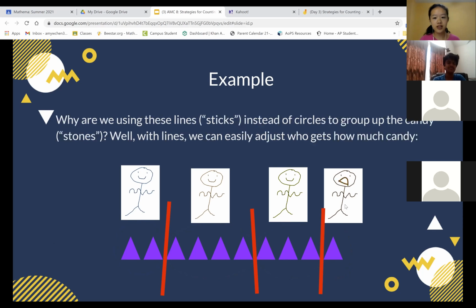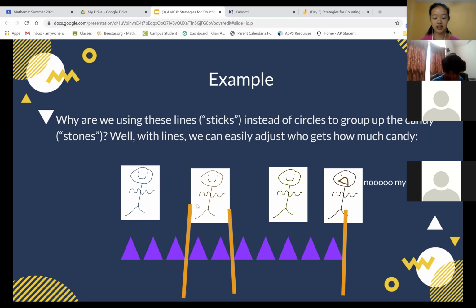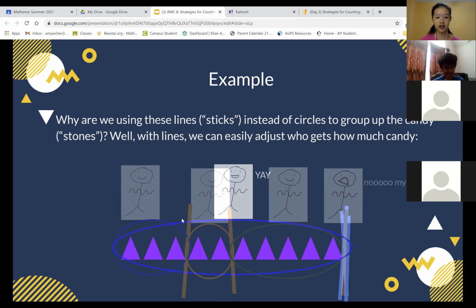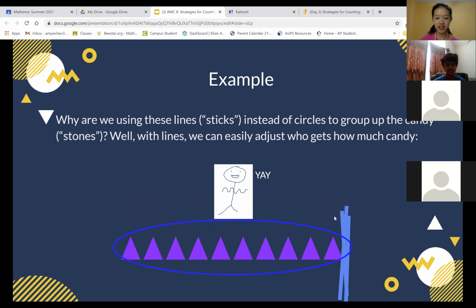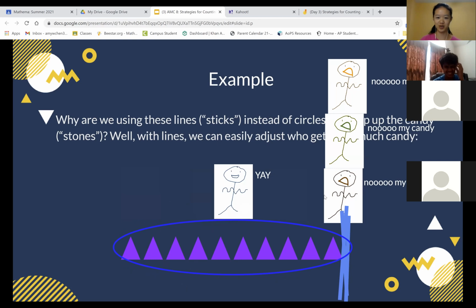So why are we using these sticks instead of circles to group the candy? Well, because with these sticks, we can really easily adjust who gets how much candy. So, for example, we can make it so this guy doesn't get any candy. Notice how the way we assign the groups is just by the order. So the leftmost group will always belong to the blue guy, and the rightmost group will always belong to the brown guy, even though right now there's nothing in that group. We can even make it so that only the blue guy gets the candy by stacking the sticks on top of each other at one end. So that way the other 3 stick figures are kind of sad.